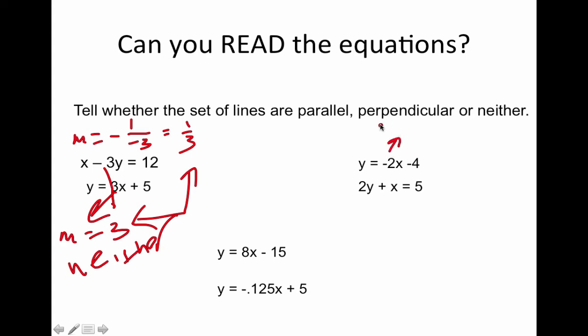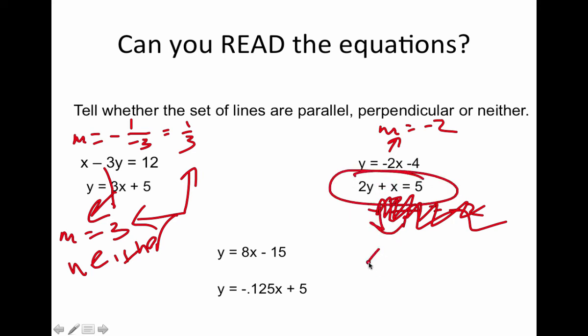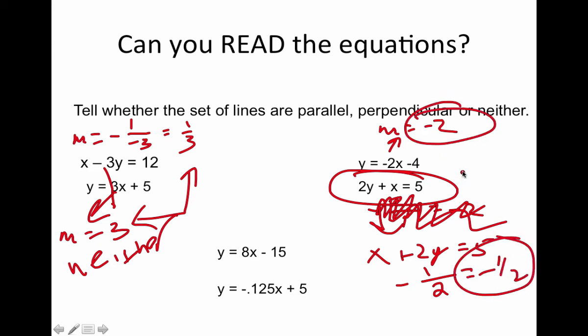Up here, slope is -2. And then down here, -a over b is -2. Oh, if they're both -2. Oh, wait. First mistake of the year. Look at it, it's not written in standard form. Oh my gosh. X plus 2y equals 5. Now do it. -a over b. That's -1/2. Again, they're reciprocals, but they're not opposite reciprocals. That's neither. Last one. Multiply the two slopes together.